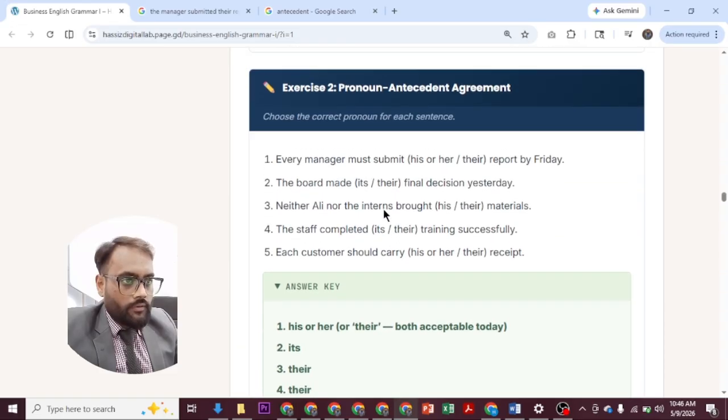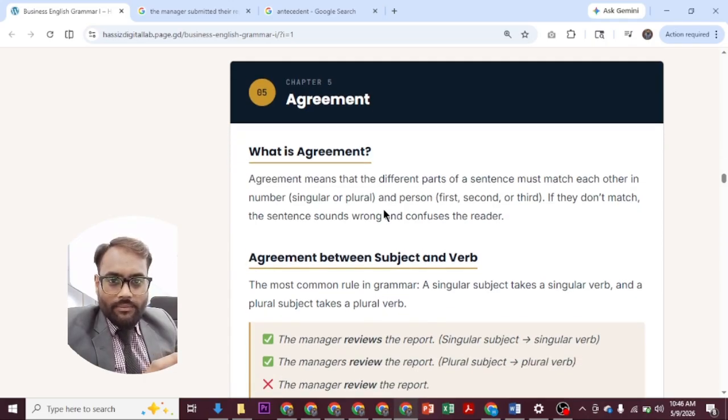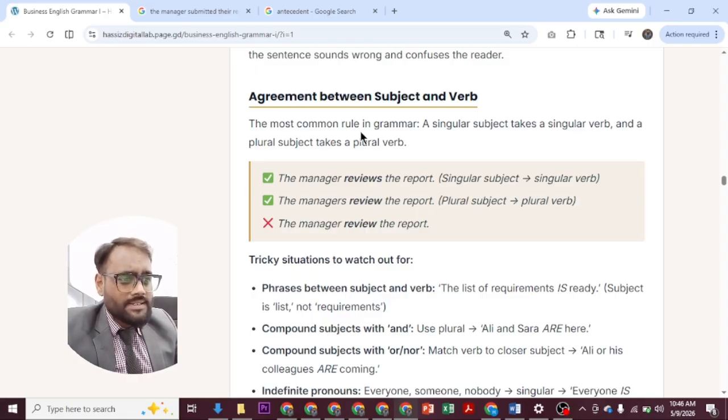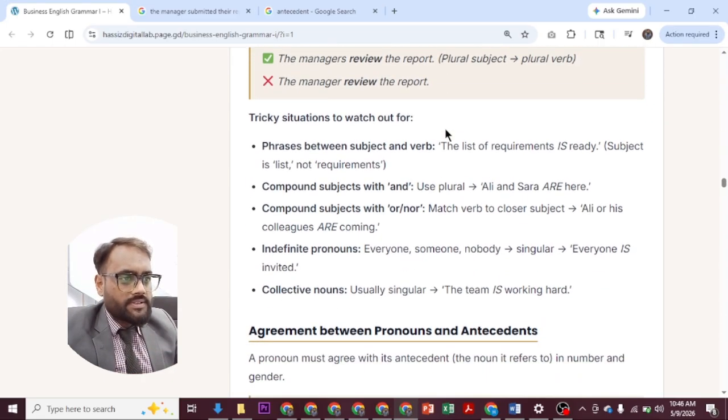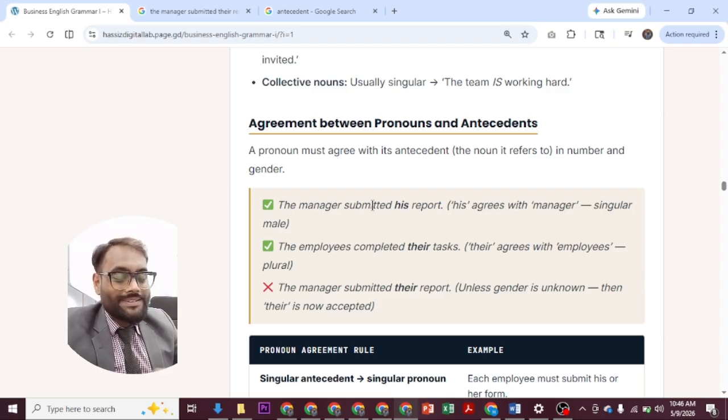So this is what we have learned in chapter number 5. We have learned what agreement is, and we have talked about what an antecedent is. We have talked about common rules like singular subjects use singular verbs and plural subjects use plural verbs, and we have discussed different situations. We have also learned about agreement between pronouns and antecedents. Antecedents, in short, link the person with his or her, matching with the sentence correctly.